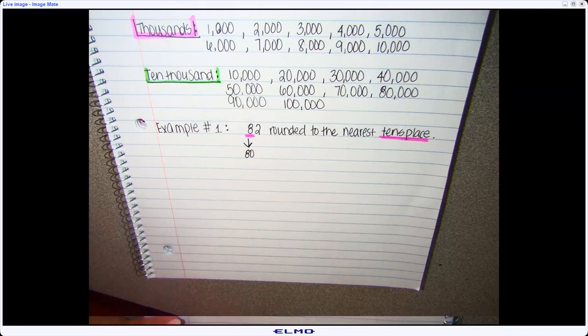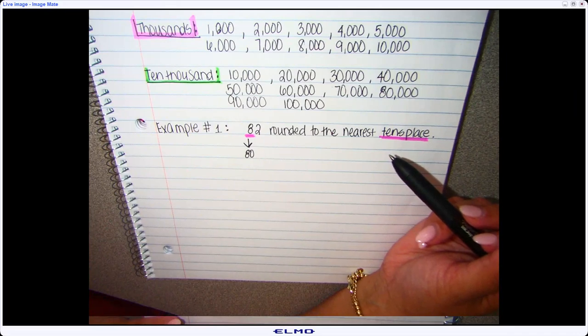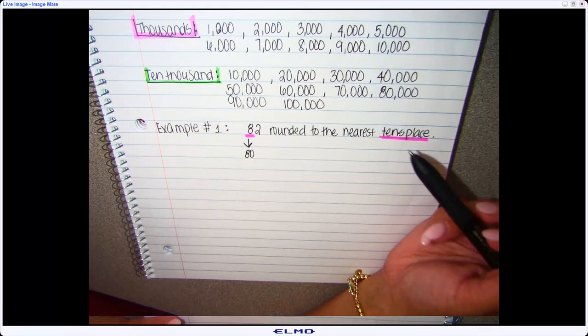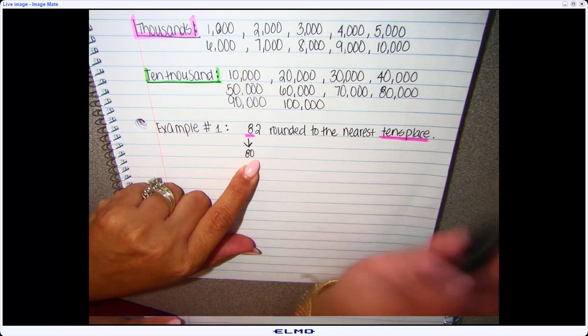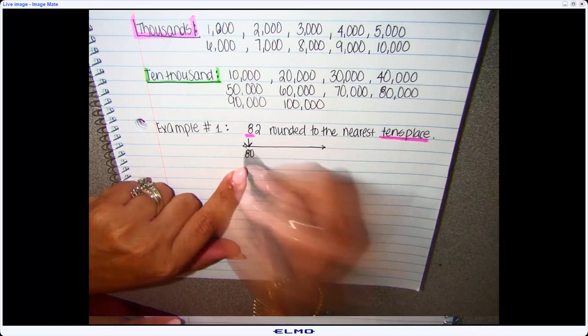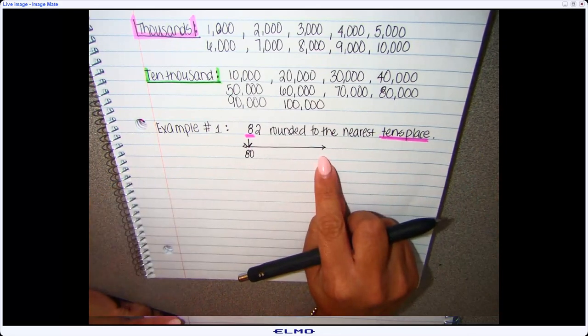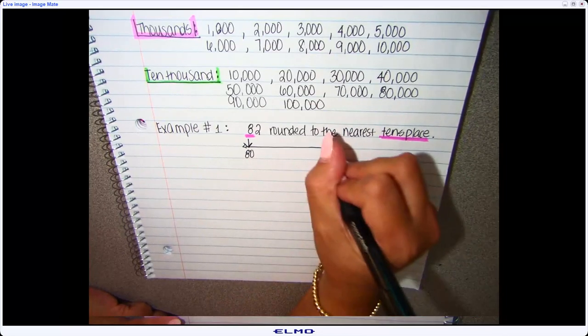Now, I'm going to remember I am rounding to the tens place. So that means that when I skip count, I am skip counting by tens. I'm going to start in the 80s because that's already given to me. But on my number line, what is the next number after I skip count from 80? 90. Very good.